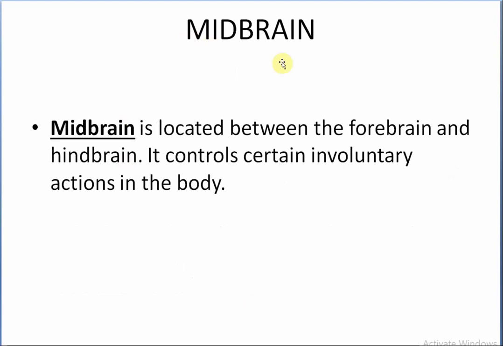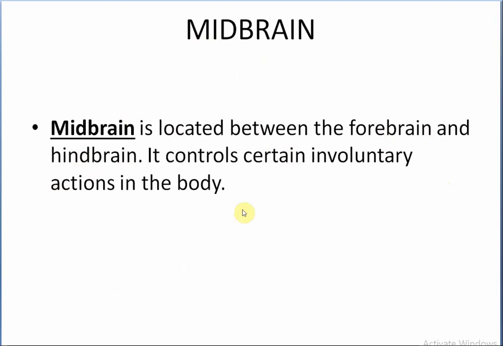So next comes the midbrain. The midbrain is located between the forebrain and the hindbrain. The midbrain means the middle portion, the middle part of the brain, the middle brain. So that midbrain is located just between the forebrain and the hindbrain. It controls certain involuntary actions in the body. It controls the involuntary actions happening in our body.